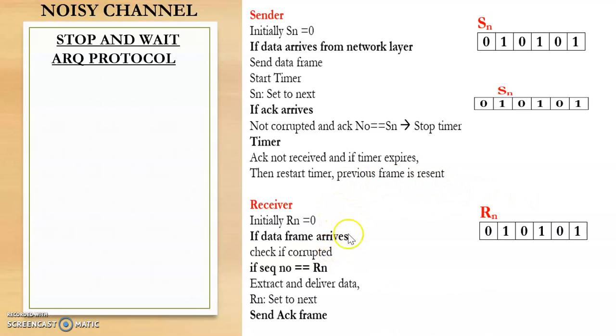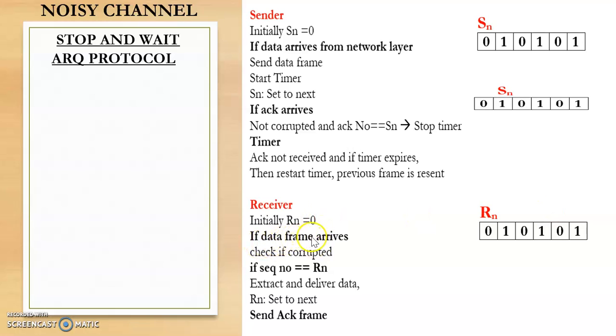Next, let us discuss the main points of the algorithm at the receiver side. Now, we know that the receiver will send an acknowledgement to the sender. The acknowledgement number in the acknowledgement frame is denoted by Rn, and initially Rn is set to 0.